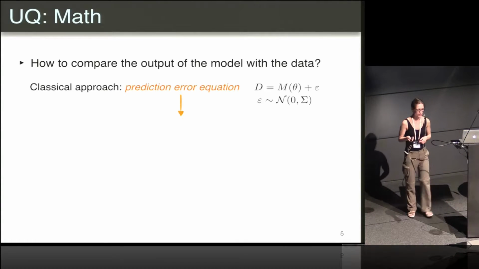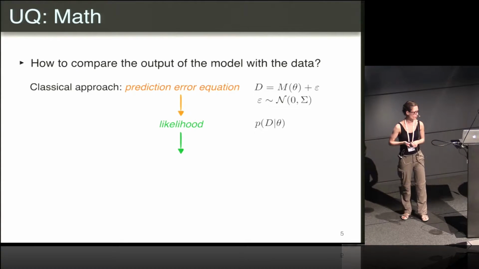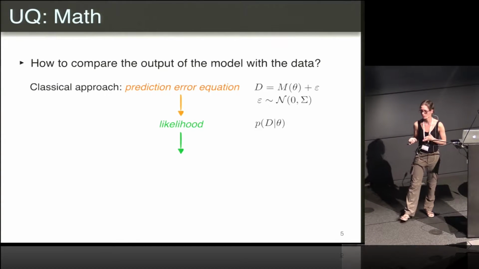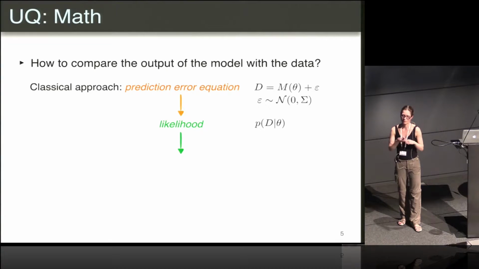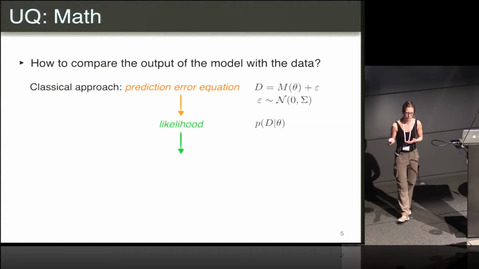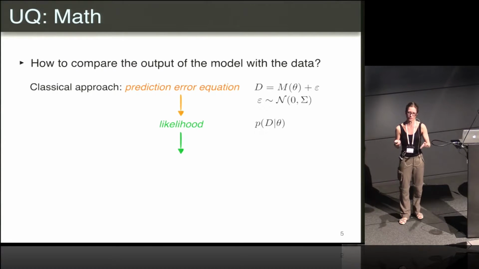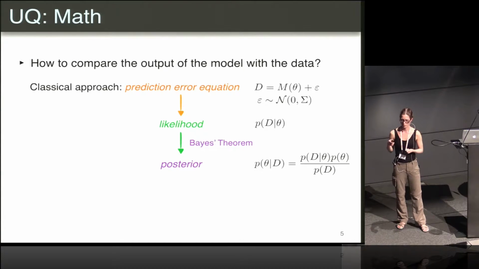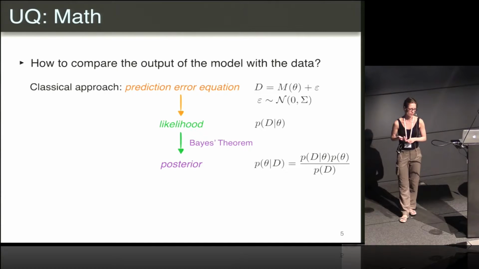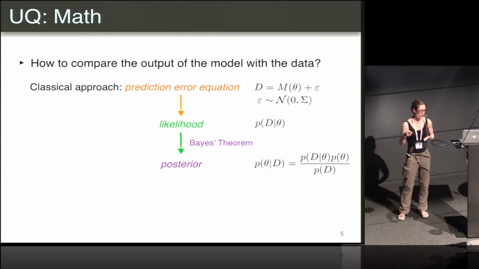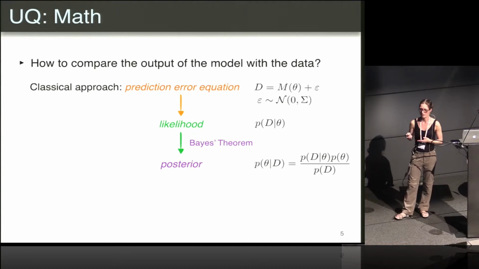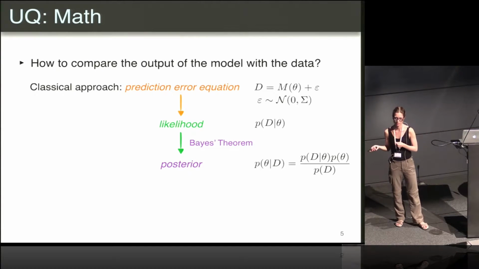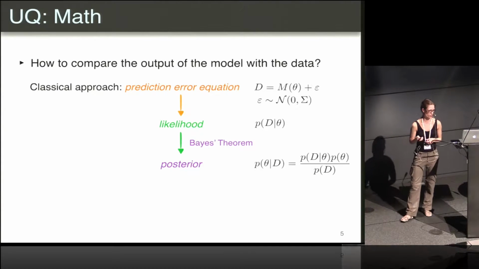one can formulate a so-called likelihood function, which tells us how likely is the data given the current values of the parameters. How likely is it to observe the data which we have. And then using Bayes' theorem, we can obtain the posterior distribution of the parameters, which is actually the thing which we're interested in. So that tells us how likely are the parameters given the data. And it uses a simple formula.